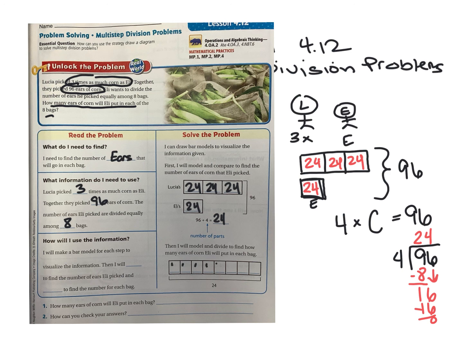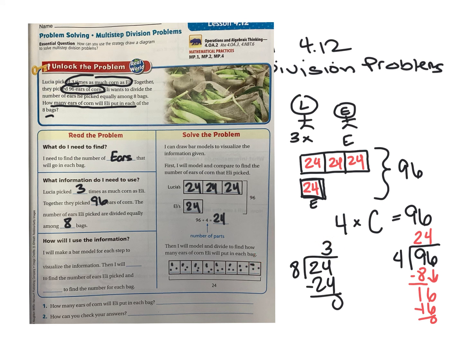1, 2, 3, 4, 5, 6, 7, 8, 9, 10, 11, 12, 13, 14, 15, 16, 17, 18, 19, 20, 21, 22, 23, 24. Or we could do 24 divided into 8 bags, and we know that 8 times 3 equals 24. Notice every bag got 3.